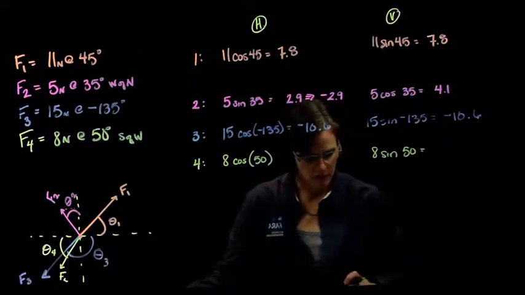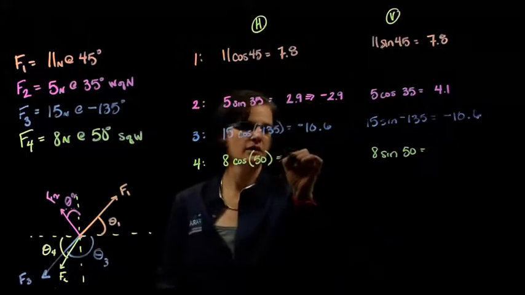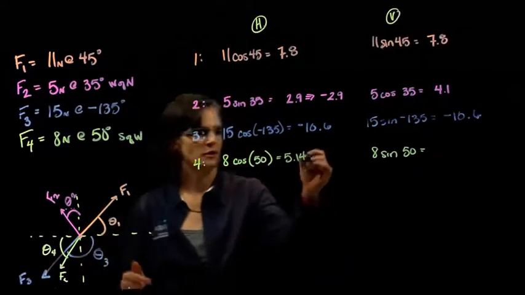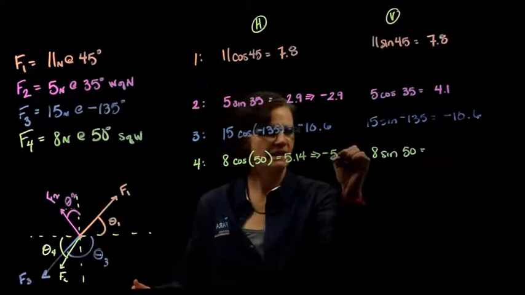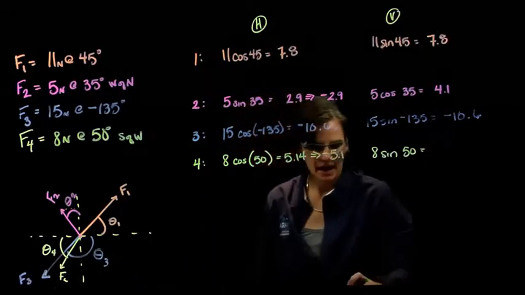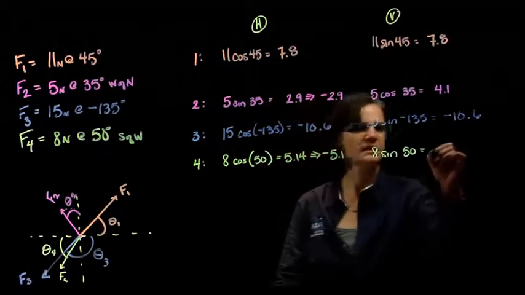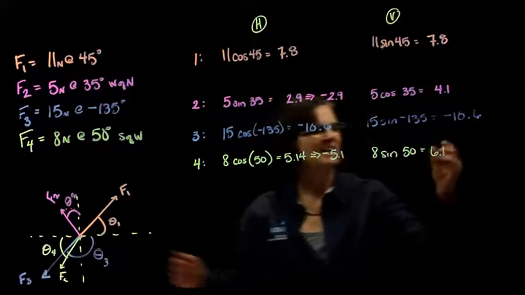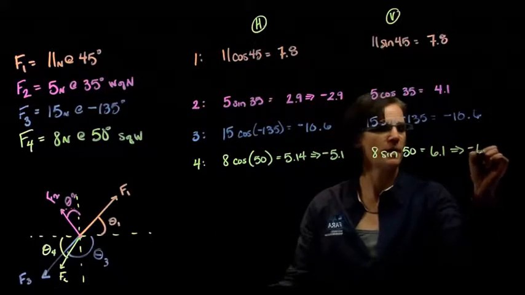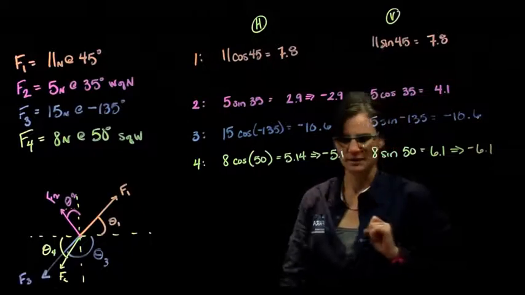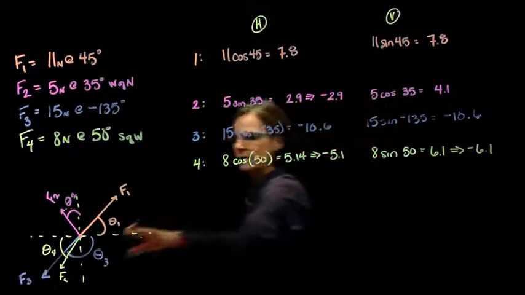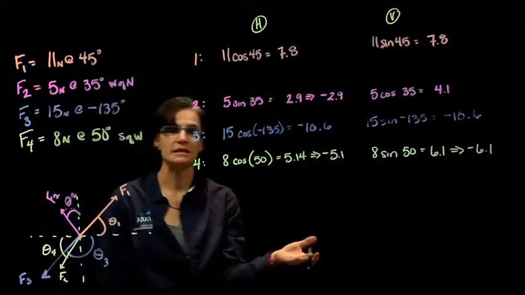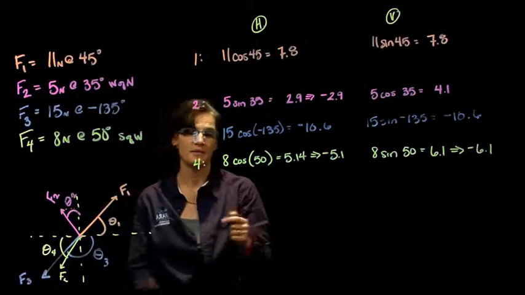So 8 cosine of 50 is 5.14, but I'm in quadrant 3, so that needs to be a negative. I'm going to be explicit about putting in my negative 5.1. 8 times the sine of 50 gives me 6.1, but again, I'm in quadrant 3. I think I said quadrant 4 back here. Quadrant 3, so I need to be concerned about my direction. It needs to be a negative 6.1. So I'm putting in those negative values because I'm not using the angle with respect to the positive x-axis. My calculator is just going to give me the magnitude of that component, and I have to be explicit about the direction.